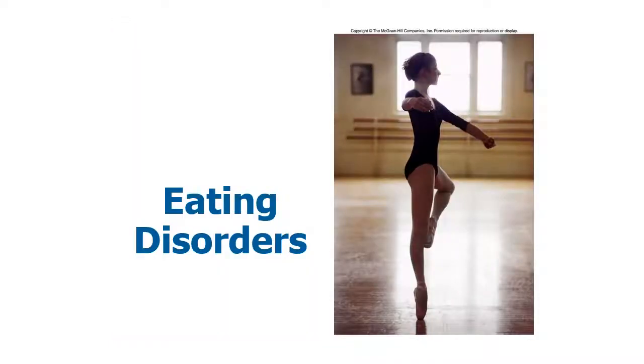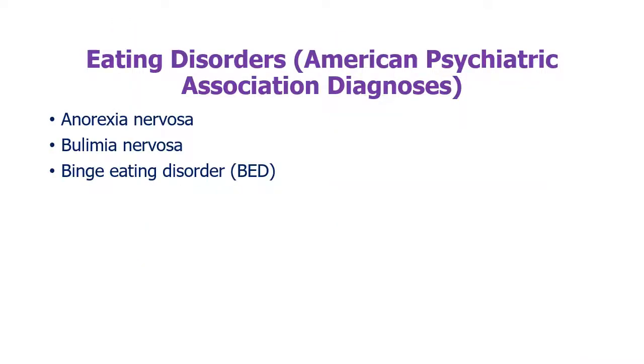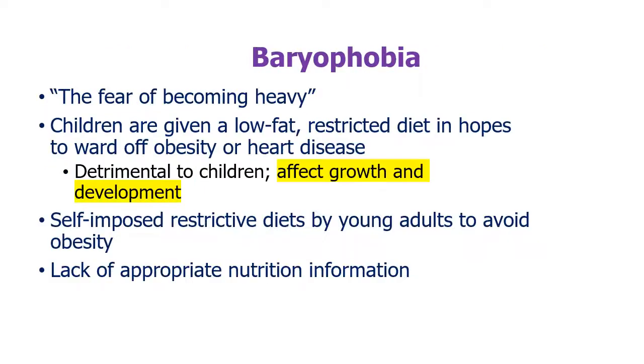Next up is eating disorders. These disorders include anorexia nervosa, bulimia nervosa, as well as binge eating disorder. The first eating disorder is going to be bariophobia. So bariatric refers to an obese individual. So this is a phobia of bariatrics. So bariophobia, which is the fear of becoming heavy.